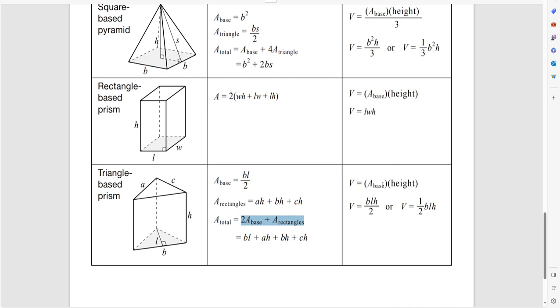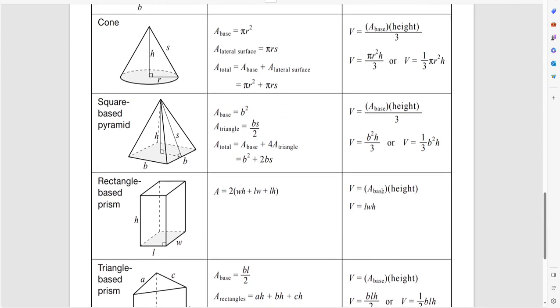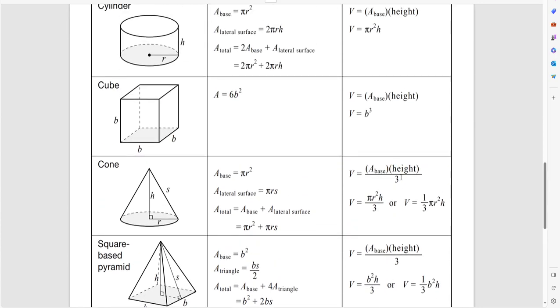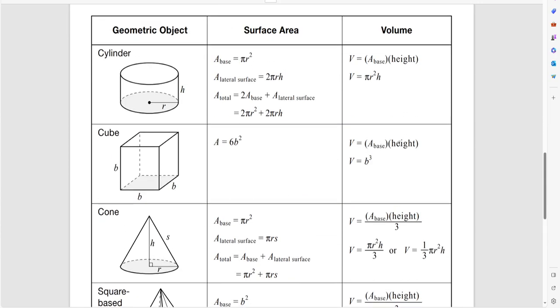Volume equals area of the base times height. Volume equals the area of the base times the height. Volume equals the area of the base times height divided by 3. Area of the base times height divided by 3. Area of the base times height. Area of the base times height.